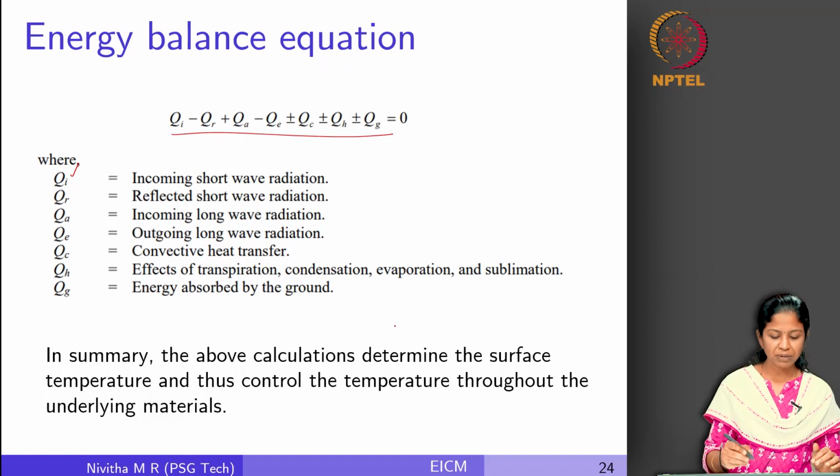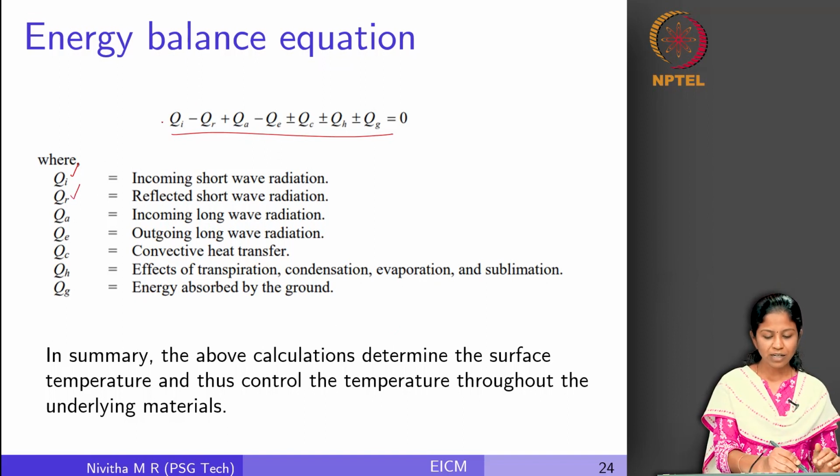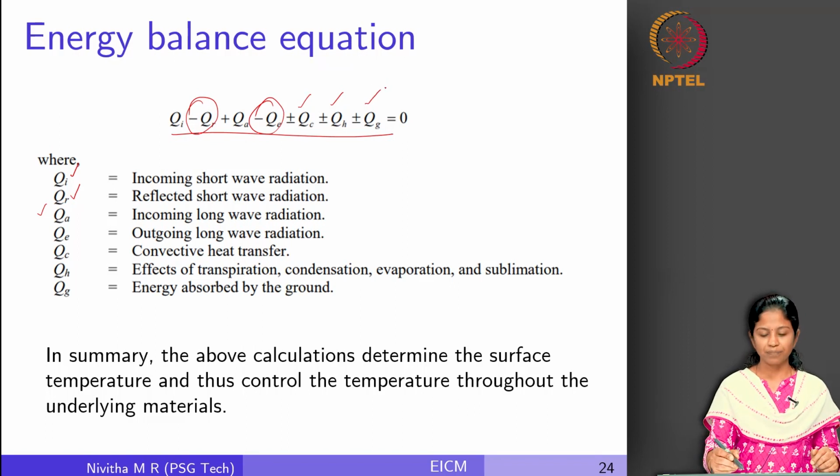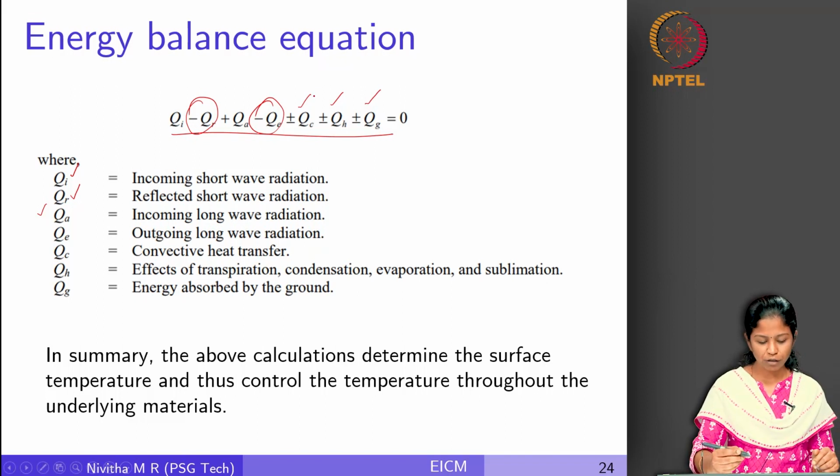This is the incoming short wave radiation from sun. It is reflected short wave radiation. You can see it is taken away from the pavement, that is why it is given with the negative sign. Incoming long wave radiation, outgoing long wave radiation, right, convection heat transfer, it could be plus or minus depending upon the temperature. And similarly, we have the transpiration, condensation, etc. and we also have the energy absorbed by the ground, right. So, these are the net heat flow into the pavement, but again we said we will not be taking into account the effect of transpiration.